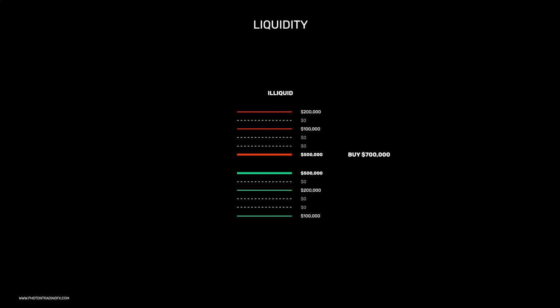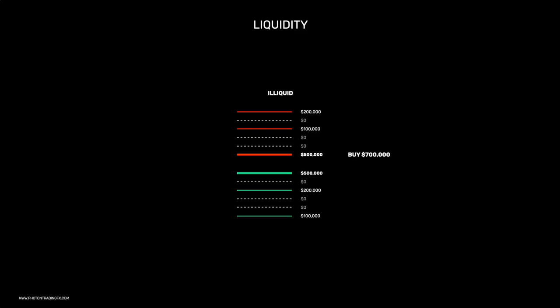So remember, each line represents a price level in the market, and at each price level there is an amount of resting orders, so resting liquidity ready to be filled. So if you were trading this illiquid market and you placed a market buy order of $700,000, you're entering the market at the current market price. And remember, when we buy, we buy at the ask price. That ask is the first red line there. We cross the spread and we have to buy at the ask.